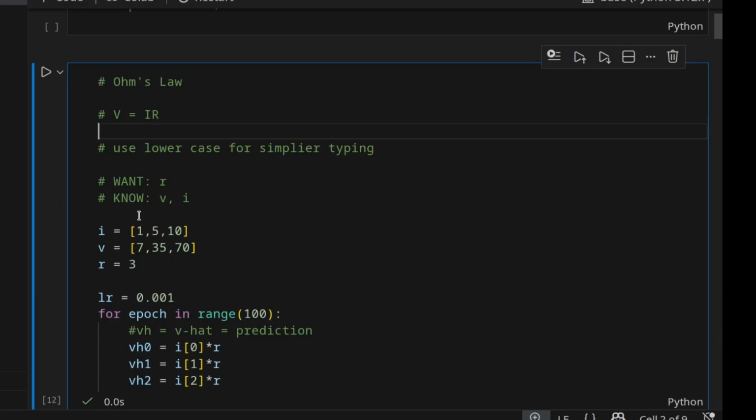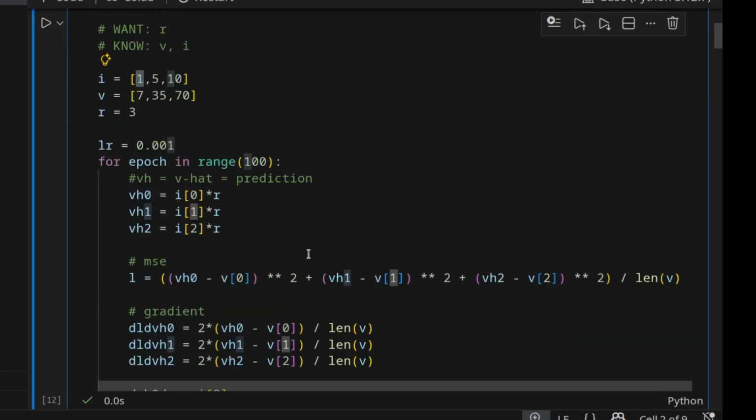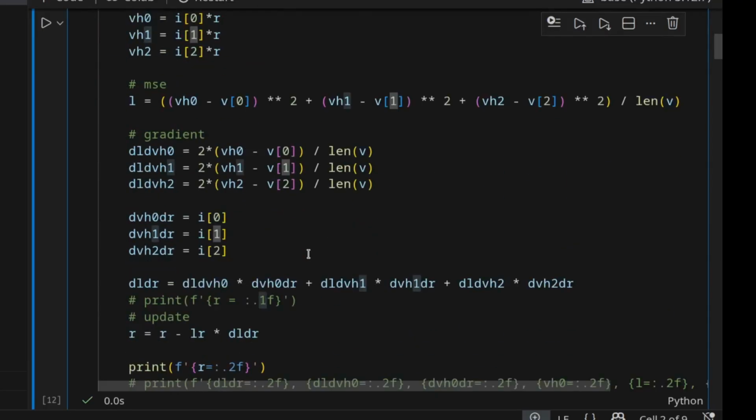So if I put in 1 amp multiplied by the 7 that it figured out R is, that's 1 times 7 is 7, so the voltage is equal to 7. If I put in 5 as I, 5 times 7 is 35, so the voltage is 35. So I gave it 3 inputs and 3 examples of what the answer should be, and it figured it out. Now I'm going to probe deeper into this.